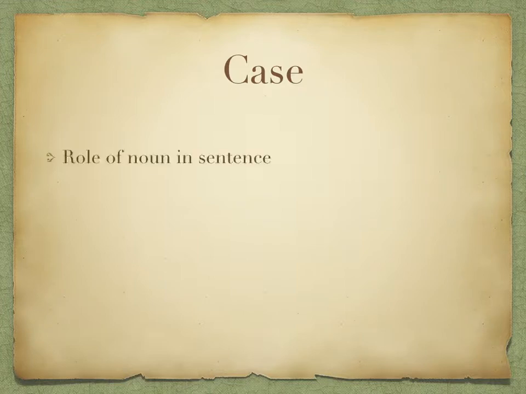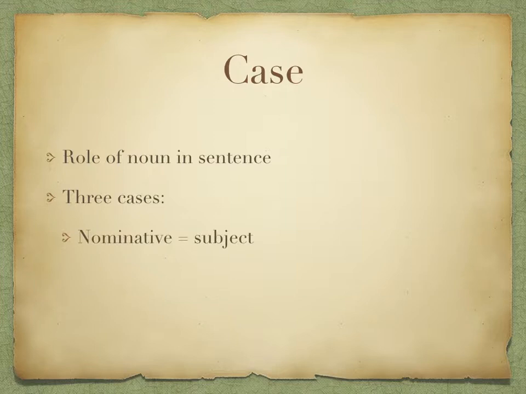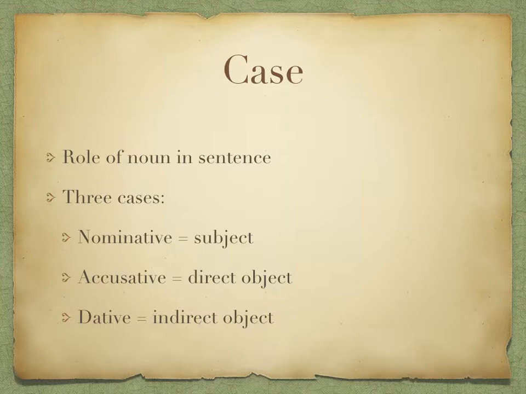They also change depending on their number, or how many people, places, or things the noun refers to. Case, as I said, is the role of the noun in the sentence, or the noun's relationship to the verb. We met 3 cases last year. The first one is the nominative. This is used for the subject of the sentence, the noun which is doing the verb. We have also met the accusative, which is used for the direct object, or the noun which is directly undergoing the action of the verb. And finally, we met the dative, which is the indirect object.